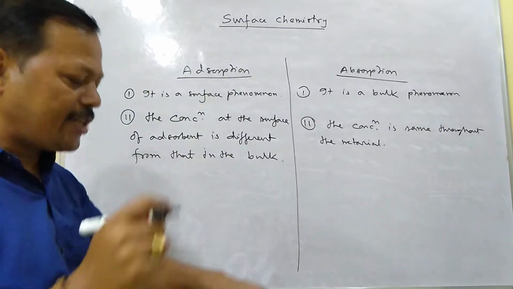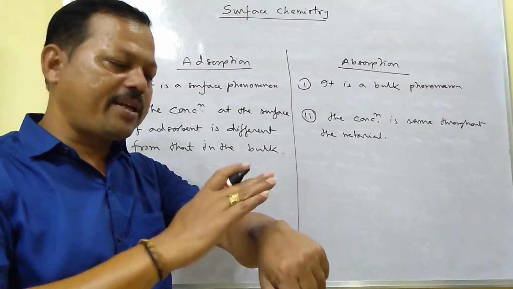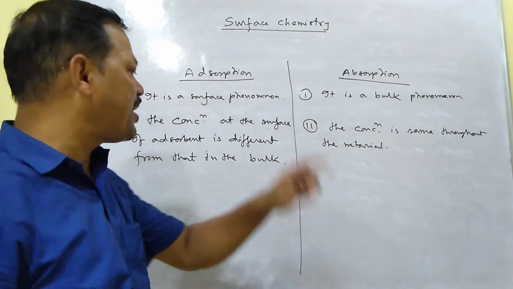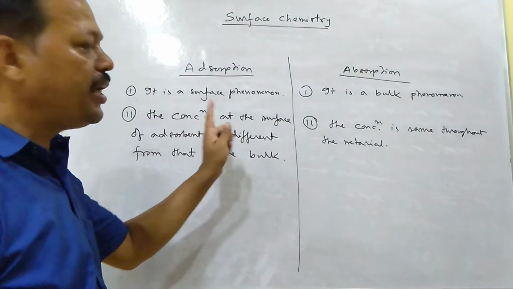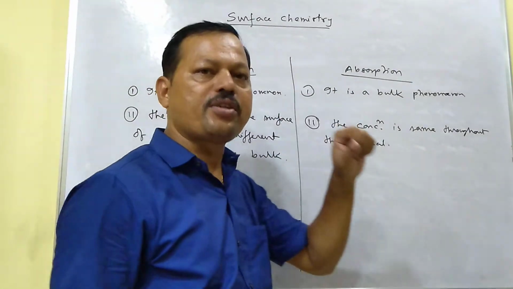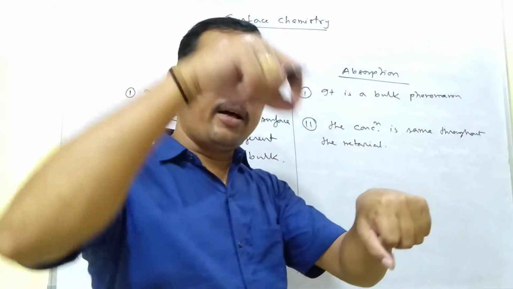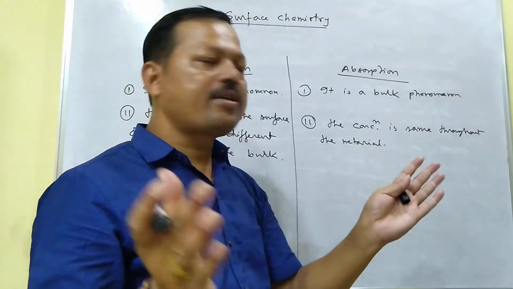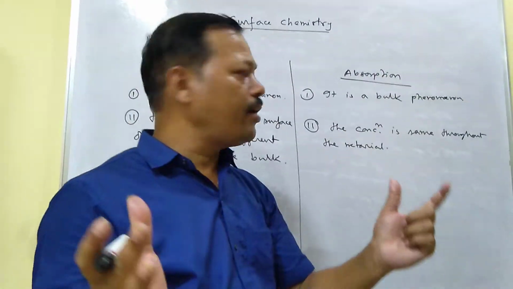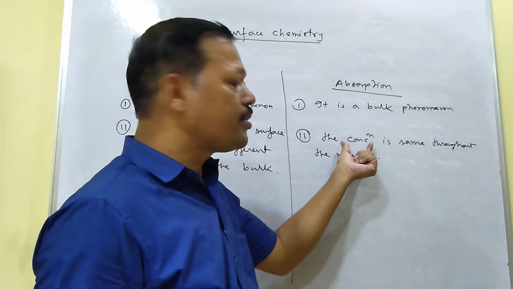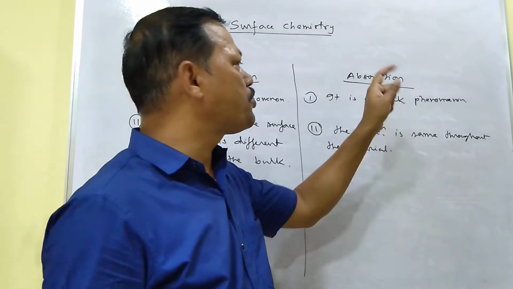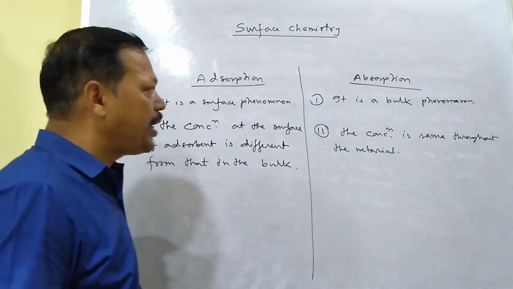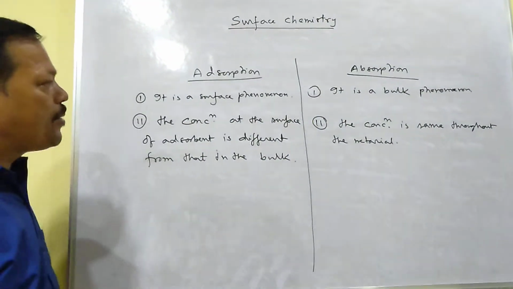Because adsorption takes place only at the surface, the adsorbate molecules you get only at the surface, and that's why the concentration is higher at the surface. But in the case of absorption, since the molecules get inside the substance also, the concentration inside the material is the same. I mean, throughout the material you get a similar concentration, because absorption takes place not only at the surface, in the bulk also. That is one point of difference.